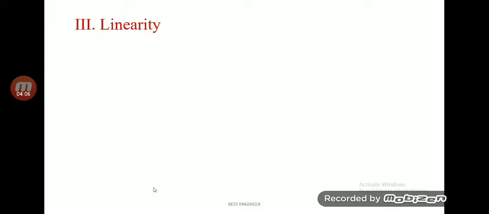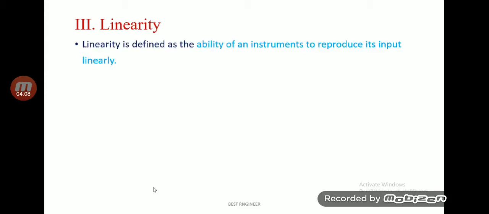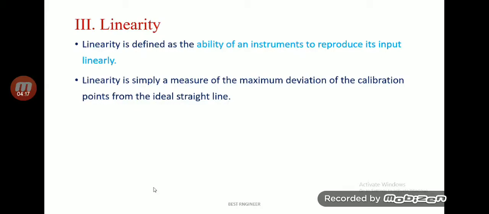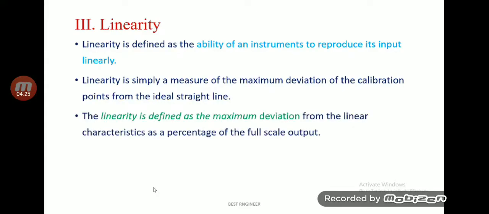Linearity. Linearity is defined as the ability of an instrument to produce its output linearly with the input. Linearity is simply a measure of the maximum deviation of the calibration points from the ideal straight line. It is defined as the maximum deviation from the linear characteristic as a percentage of the full scale output.